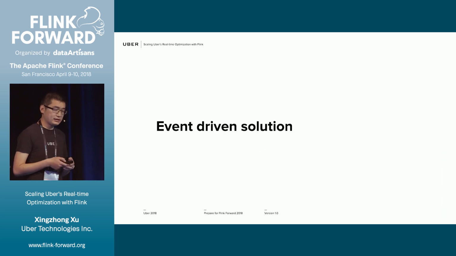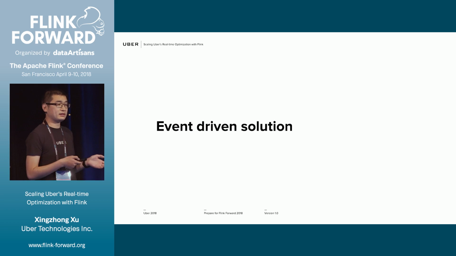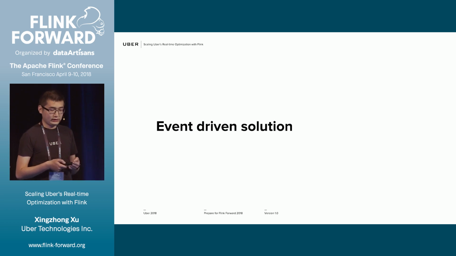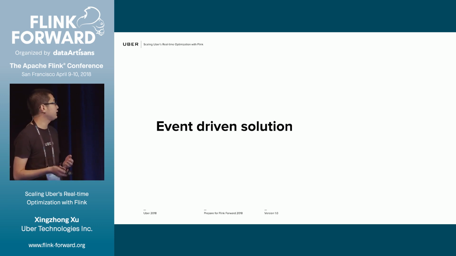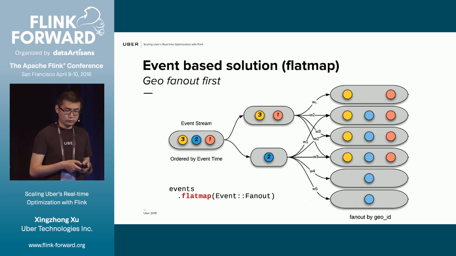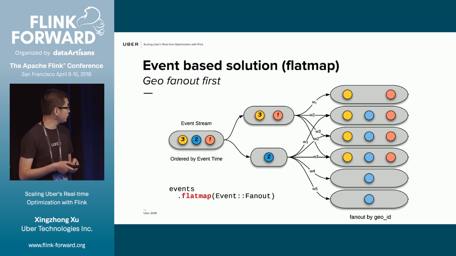So then we step back to thinking, how do we fix this? How do we do this? And then Flink started to come into our radar, and we started to adopt those event-driven solutions. The way to work on this is very straightforward. The essential idea is we just break this computational bottleneck into a map-reduce kind of style.